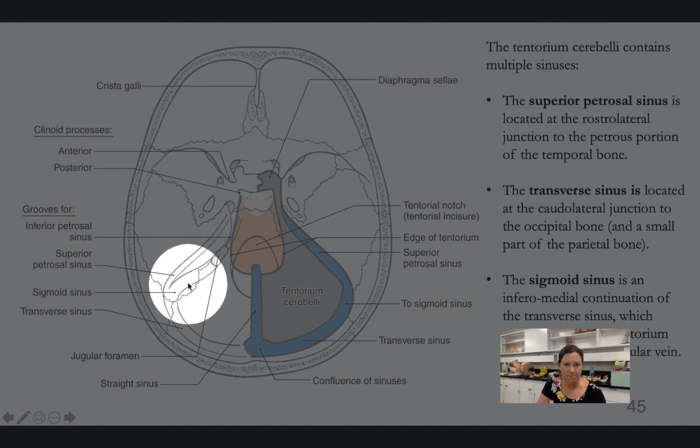Oh, I see the problem. Okay, I'm going to start over. It is over here. You can see these better. So the superior petrosal sinus is here, immediately adjacent to the sigmoid sinus. And on this slide, you kind of see them merged together. And on this slide, you can see them separated out.